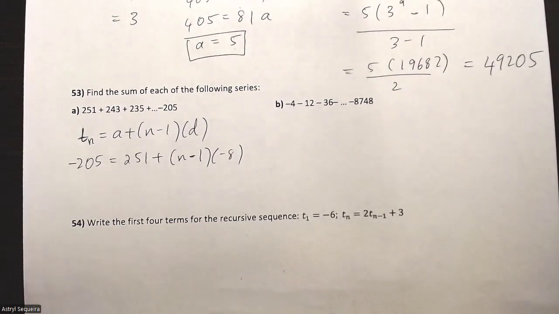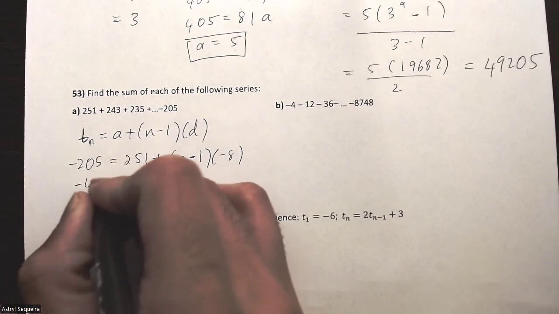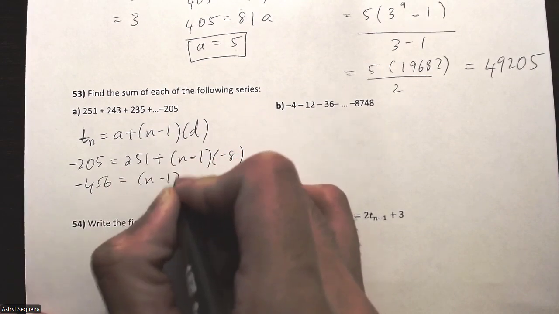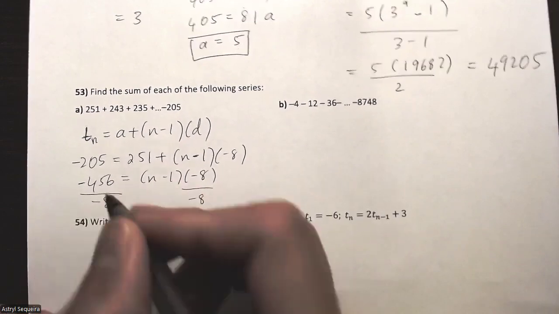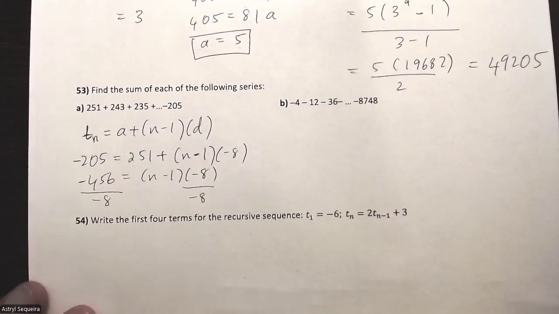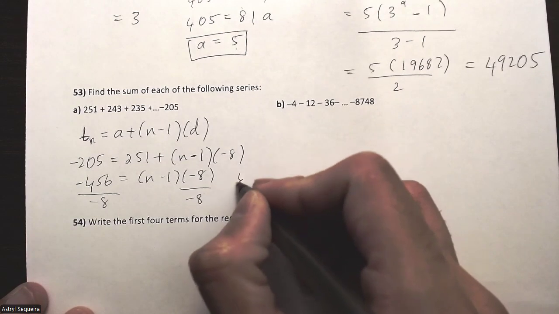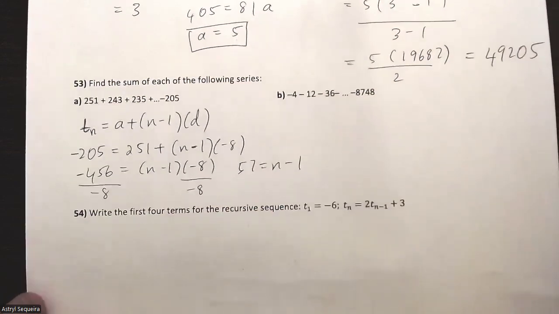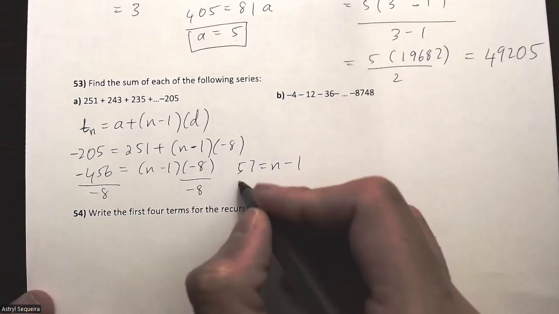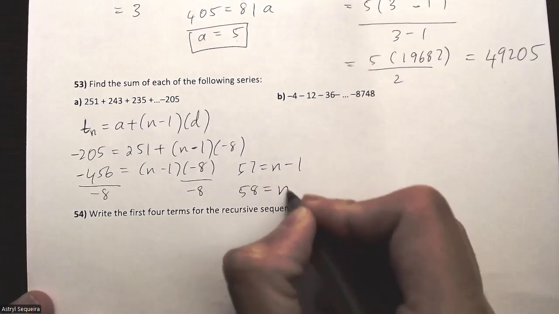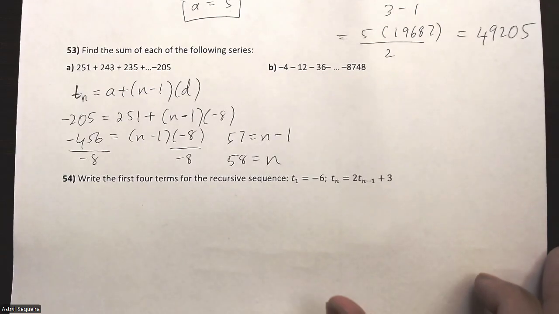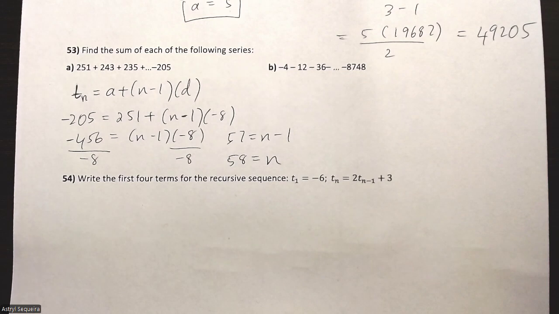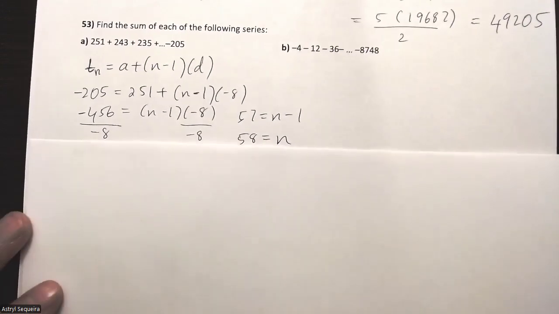I'll subtract 251 on the other side, get negative 456. Then I'll divide both sides by negative 8, and I get 57 equals N minus 1, and then I'll just add 1. So 58 equals N. And then since I don't have enough space, I'm just going to solve the rest of this on another sheet over here.